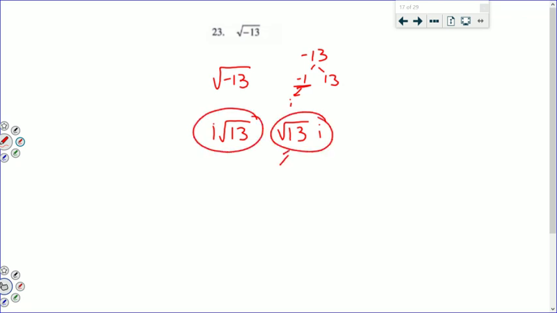If you decide to use this one, please make sure that there is a noticeable gap between your square root and your i. I want to make sure that you are not putting the i underneath the square root. Okay? So, on to the next problem.